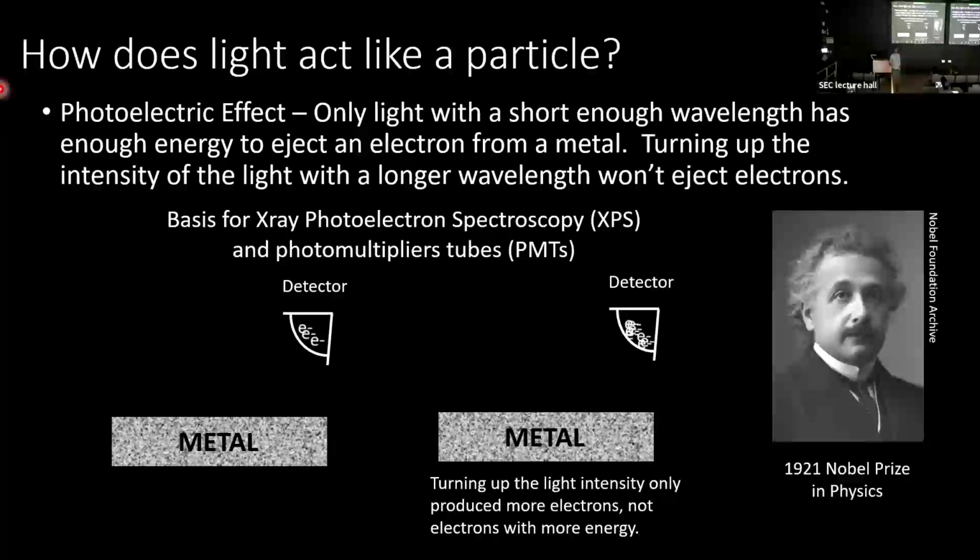And we use this effect for X-ray photoelectron spectroscopy, which is one of the analytical techniques at the Center for Nanoscale Systems. It will tell you the elemental composition of your sample, or in photomultiplier tubes, which is a type of detector that I use.